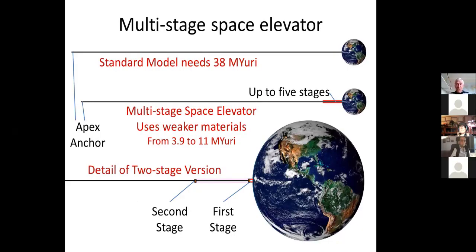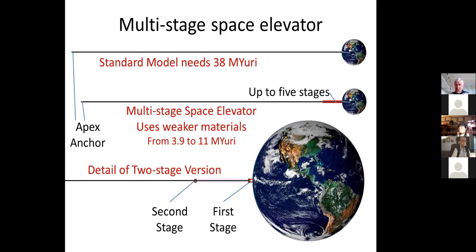So here's an illustration. There's the standard model at the top. The tether is anchored to the Earth at the equator. It rotates with the Earth, and at the other end, 100,000 kilometers away, is the apex anchor. The upper part of the tether, the furthest away part, acts as a counterweight to the part that's nearer the Earth. The multi-stage space elevator has between 2 and 5 stages rather than just one.